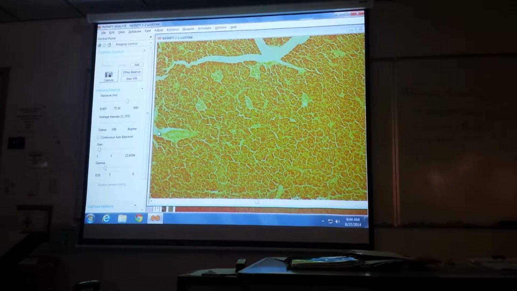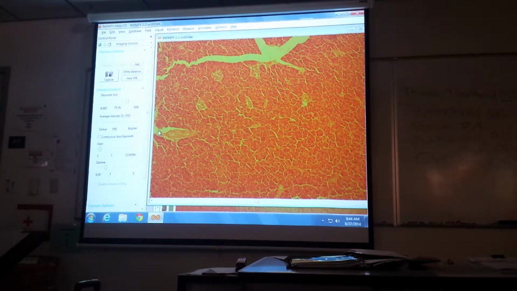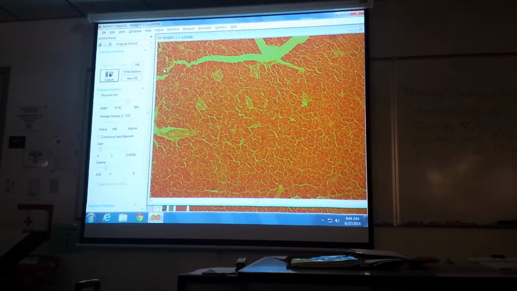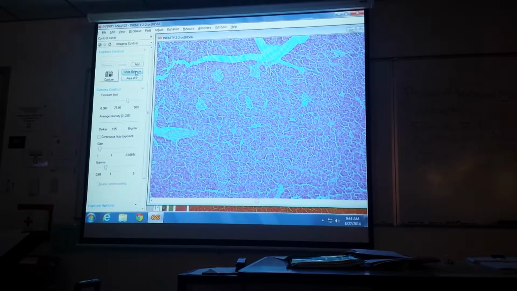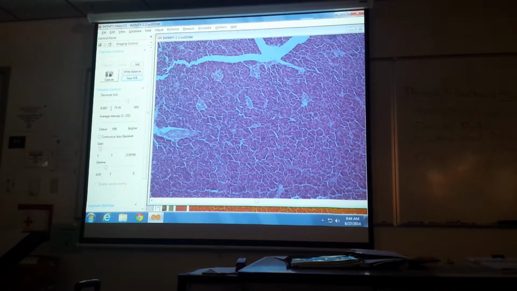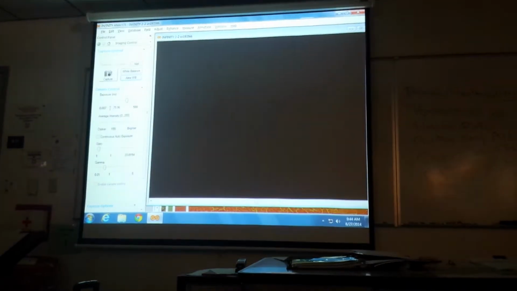Oops, overexposed. Take a picture of this. We can white it out. It's a little yellow. We'll let this out. Now it's all blue. Zoom the magnification out.